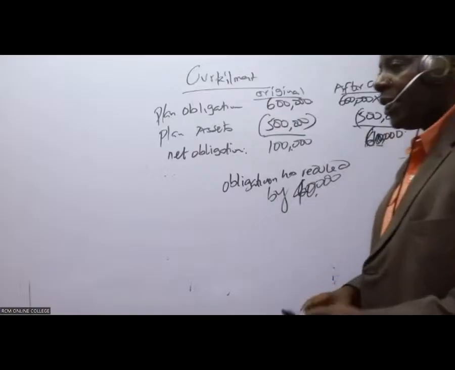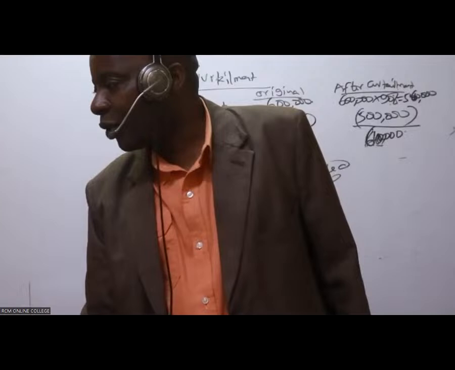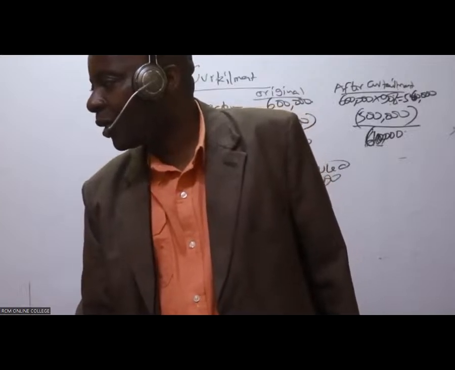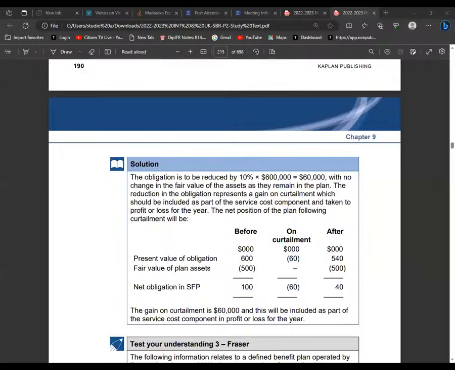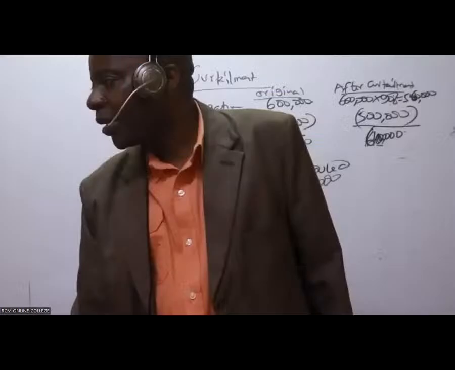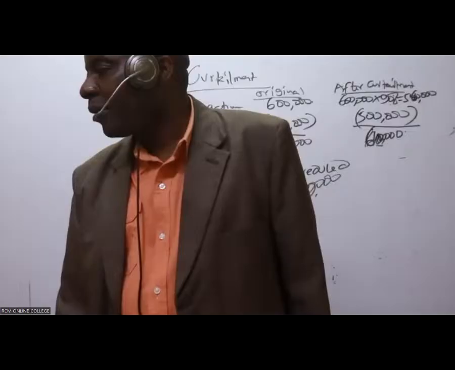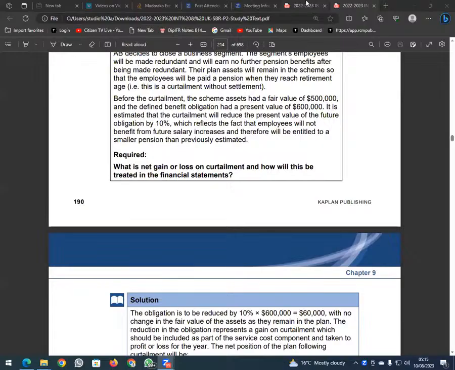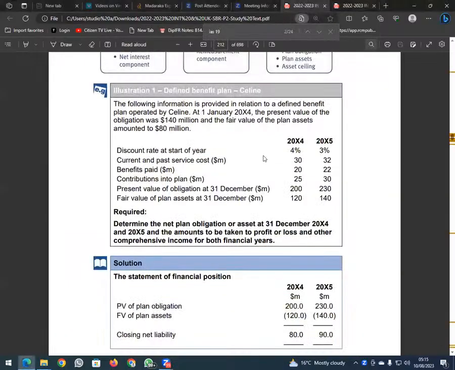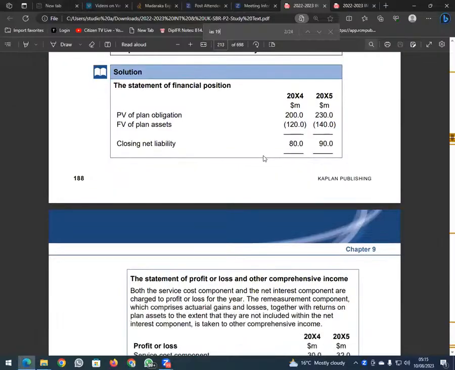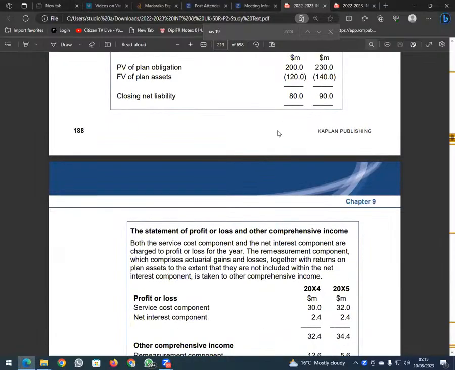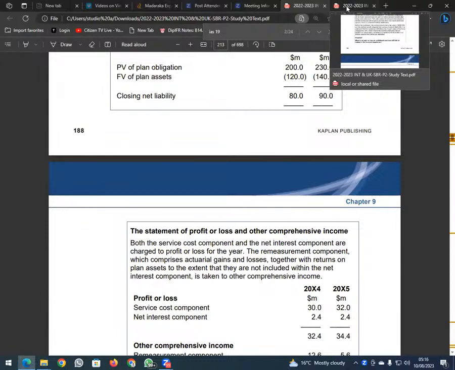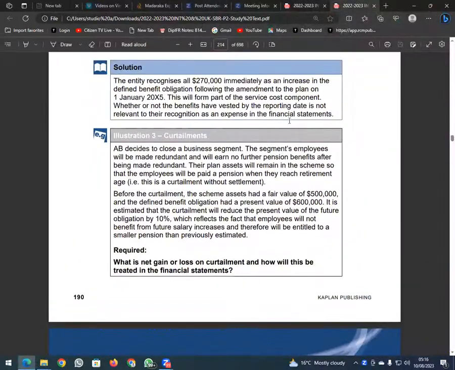The obligation, let's see here. Sorry for the confusion. They told us here. Let me just show you here. They told us here, ladies and gentlemen, they told us on curtailment. Let's read again.